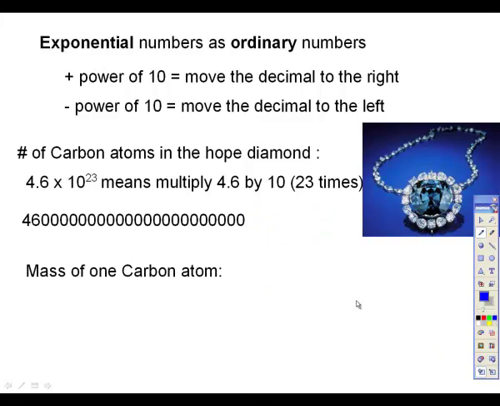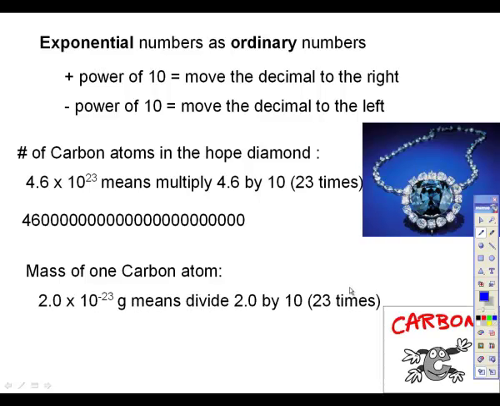The mass of one carbon atom, you would imagine that that would be really small. So here's this number, 2 times 10 to the negative 23. Well, that means I'm going to divide 2 by 10 23 times. So if I do that, I do get a very, very small number, but look how much more convenient it is to write it this way instead of 0.000... How many zeros are there? I don't know.